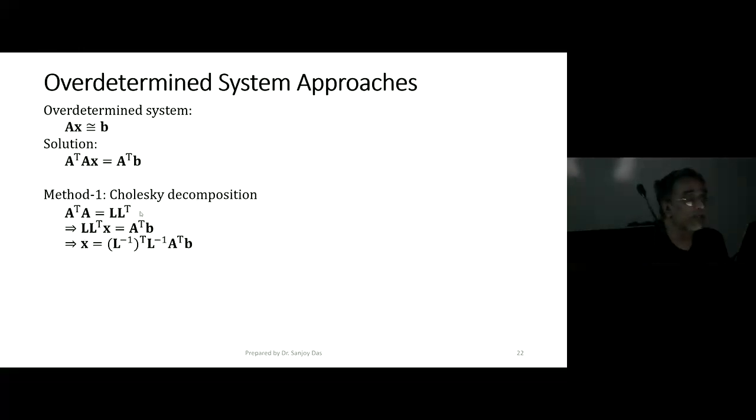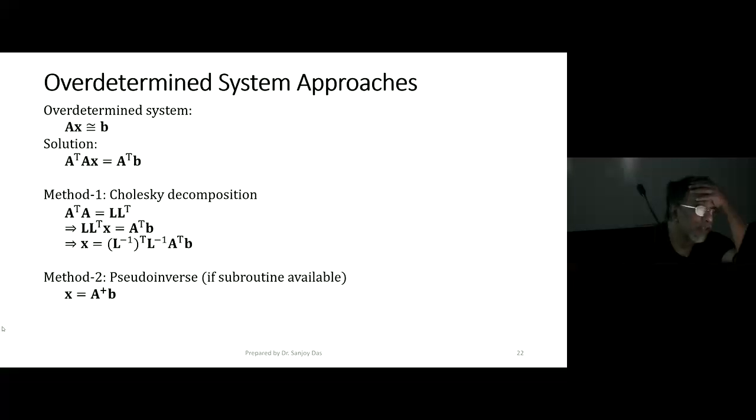A transpose A is equal to LL transpose, so that we have LL transpose X equals A transpose B. And then X equals L inverse transpose, L inverse A transpose B. And we know that inverting a lower triangular matrix is an easier task than inverting any matrix in general. So this is one method to do it. Otherwise, we can use the pseudo-inversion formula itself. X equals A pseudo-inverse B.